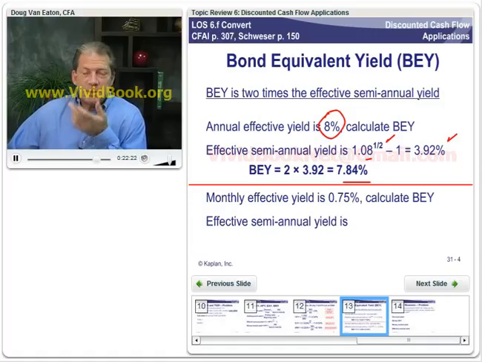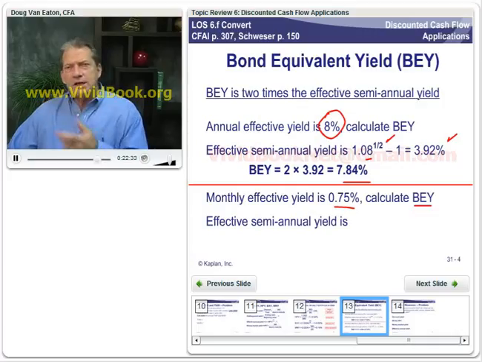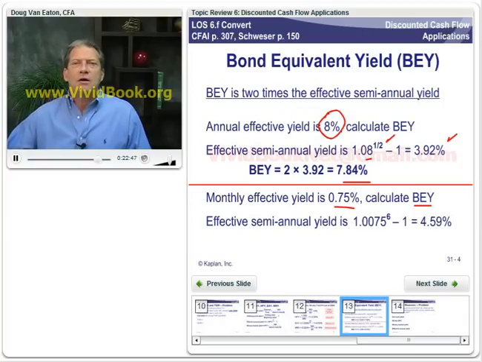Now, one last application of this bond equivalent yield: sometimes we'll have securities that pay monthly. Mortgage-backed securities many times have a monthly yield. So say our monthly effective yield is 0.75%. Calculate the BEY. Again, as soon as we know we want the bond equivalent yield, we've got to figure out our effective semi-annual yield. In this case, we have a monthly yield, so we need to compound that monthly yield for 6 months. If we earn 0.75% per month, compounded for 6 months, that would come out to 4.59%. To get the bond equivalent yield, just double that.